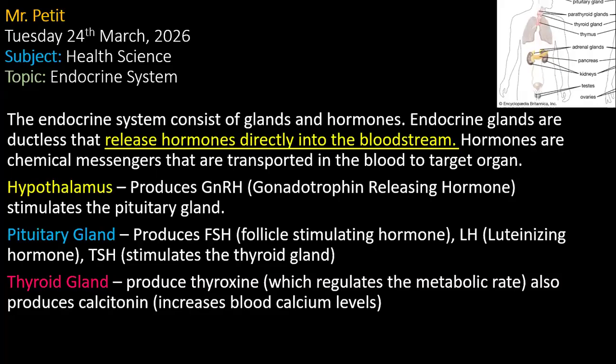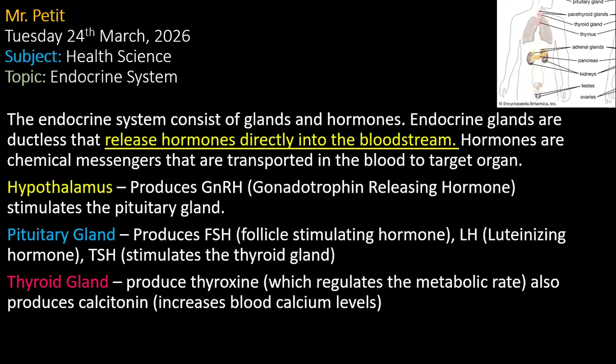Hypothalamus, what hormone does it produce? Gonadotrophin releasing hormone. Very good. What does the gonadotrophin releasing hormone do? It stimulates the pituitary gland. Very good. Then we have the pituitary gland.